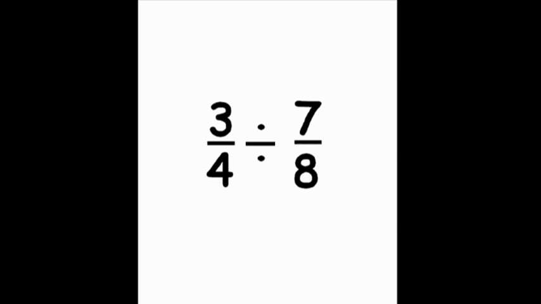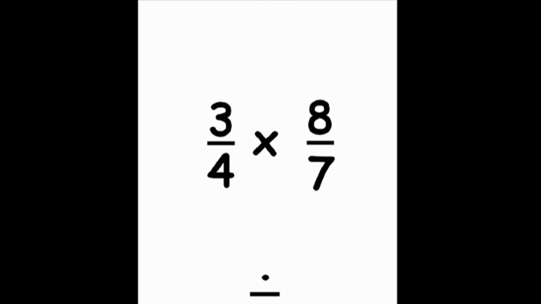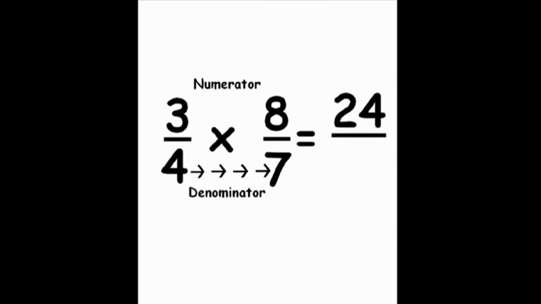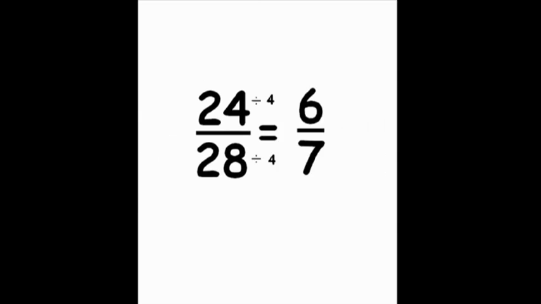Take your fractions and line them up side by side. Then you flip your second fraction, put your bottom number on the top, top number on the bottom. Then the numerator times the numerator you multiply. Then the denominator times the denominator you multiply. Then reduce to simplest form.